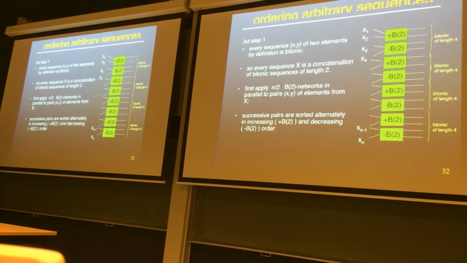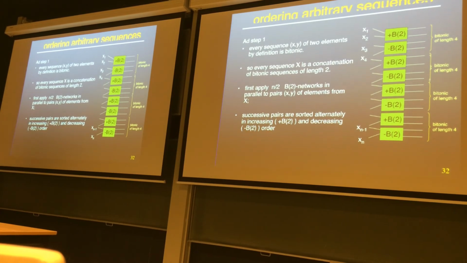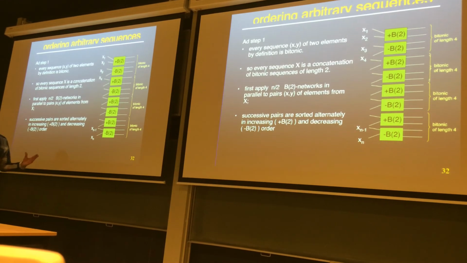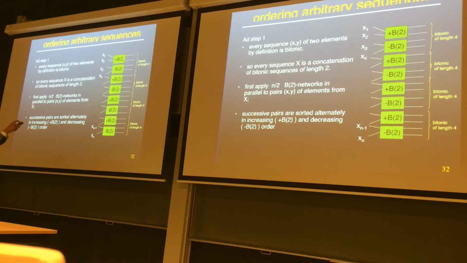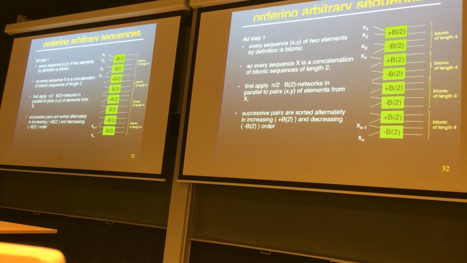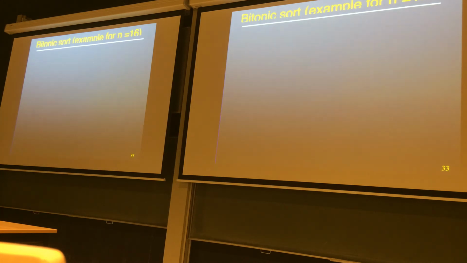How to continue? Well, the idea now is simple. In order to form bitonic sequences of length 8, what you have to do is feed the first half to a plus B4 network and the second half to a minus B4 network. That gives you a total of a bitonic sequence of length 8. And you continue until you have a bitonic sequence of the original length of your input. So, what happens is the following.